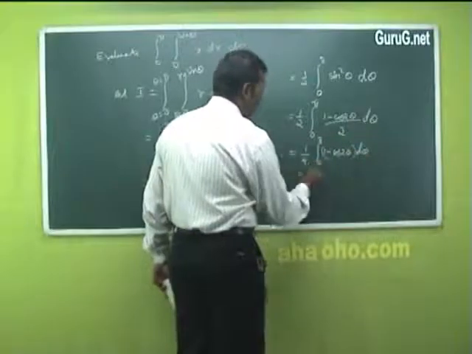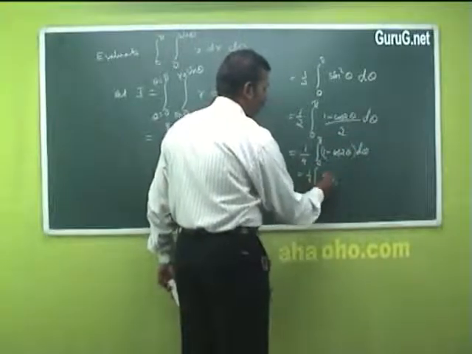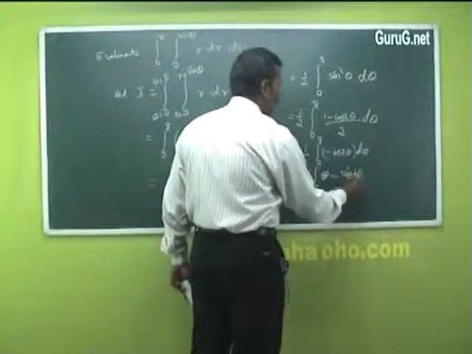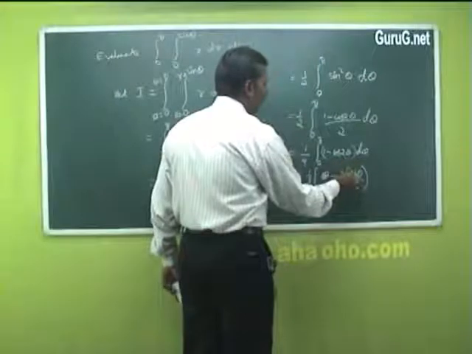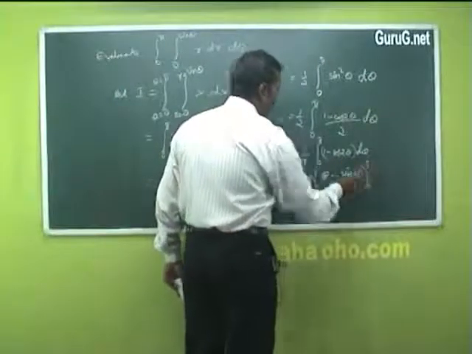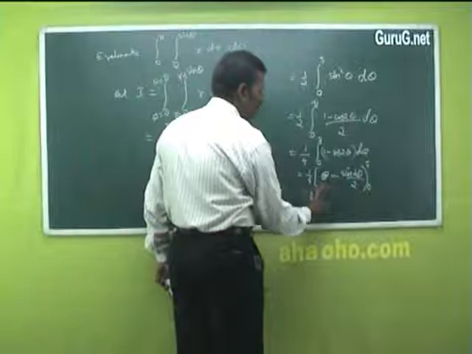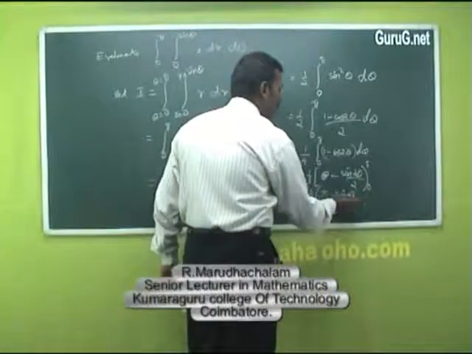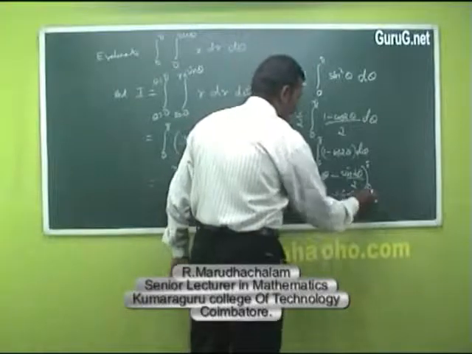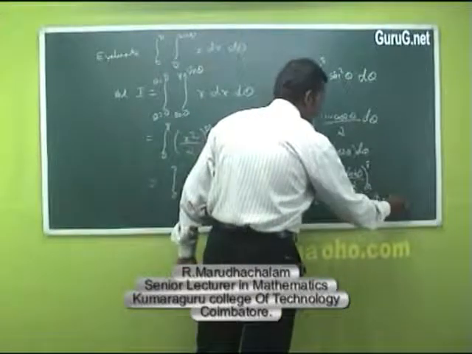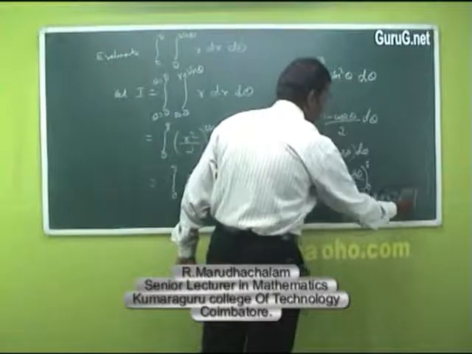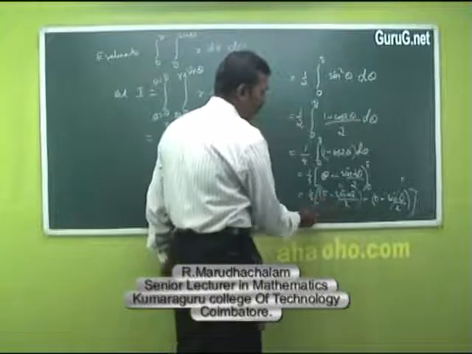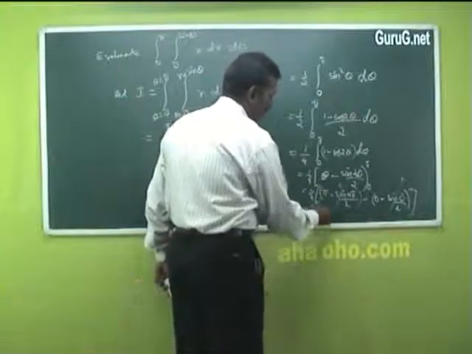So integrate it. So 1 by 4, theta minus sine 2 theta by 2, since the integration of cos 2 theta is sine 2 theta by 2, with limits 0 to pi. So 1 by 4 into, you substitute the limits: pi minus sine 2 pi by 2. So this is upper limit minus lower limit: 0 minus sine 0 by 2. So sine 0 is 0, and sine 2 pi is also 0. So the remaining one is pi. So pi by 4. Right.